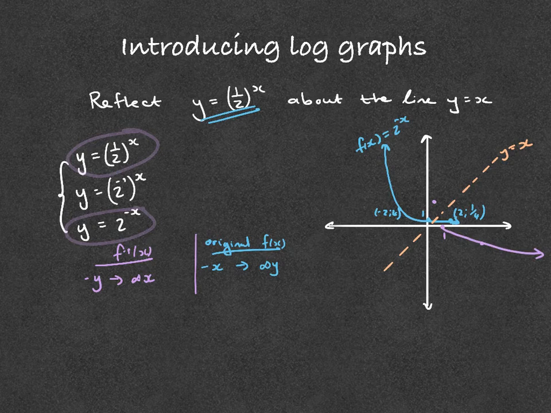And then the other part: what happened in the original function was that as x got bigger, it tended towards the x-axis. Now, where y is getting bigger, it will tend towards the y-axis. That's not very beautiful, but hopefully you get the idea. So in the original function, the x-axis was my asymptote. Now my y-axis will be my asymptote. And that's sometimes a very neat way just to figure out what happens.